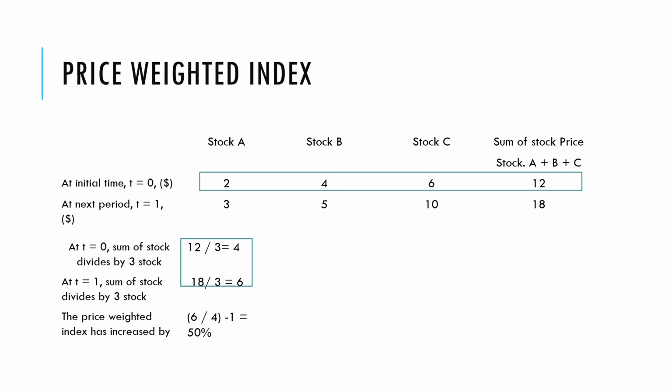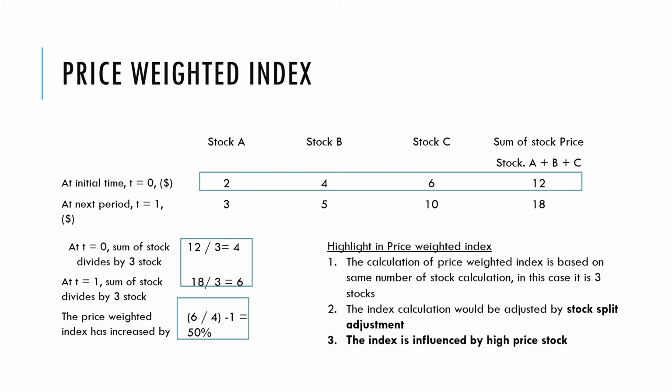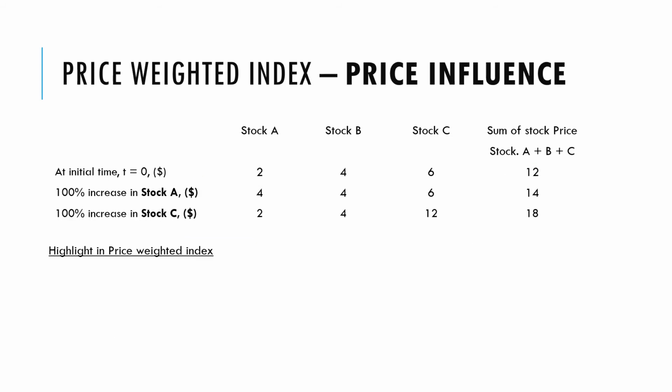At time 1, the sum of stock is 18, and divided by 3 stocks, that gives us the price-weighted index (PWI) of 6. Dividing time 1 by time 0 would give the change in price-weighted index. In a price-weighted index, the index needs adjustment for stock splits and is affected by high-price stocks. This slide is an example to explain how a price-weighted index can be affected by high-price stocks.